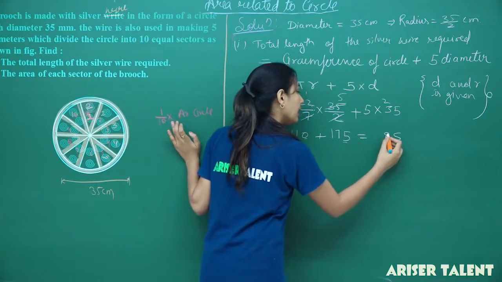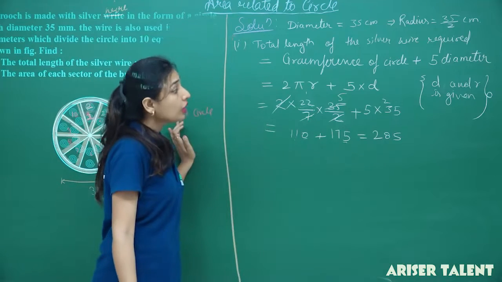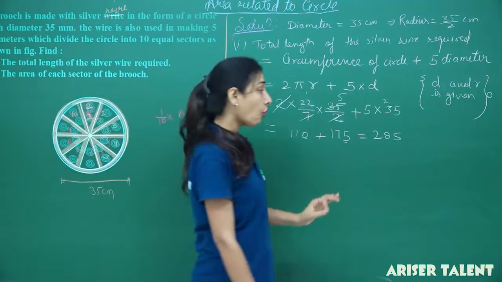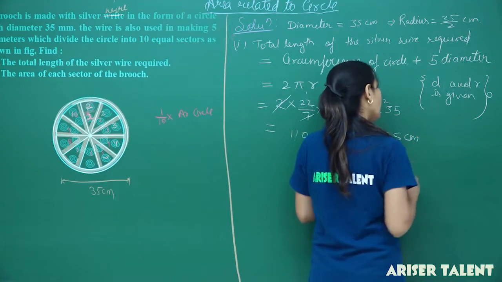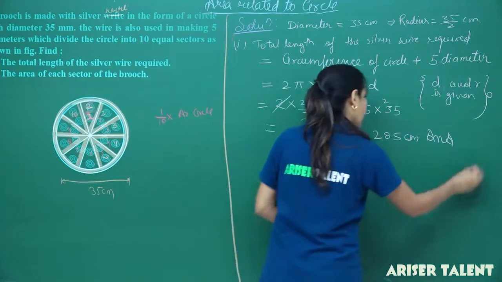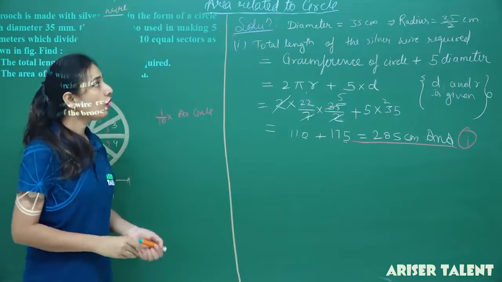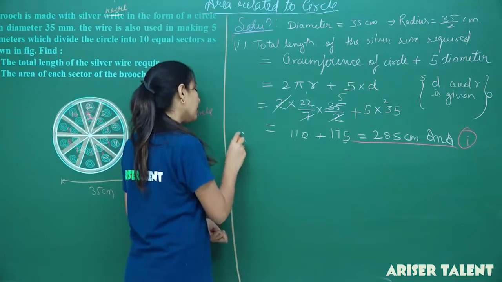5, 8, 2. So 285 of what? Centimeters. Okay students, so this is your answer number 1. After doing answer number 1, what will we go through next? The second part.